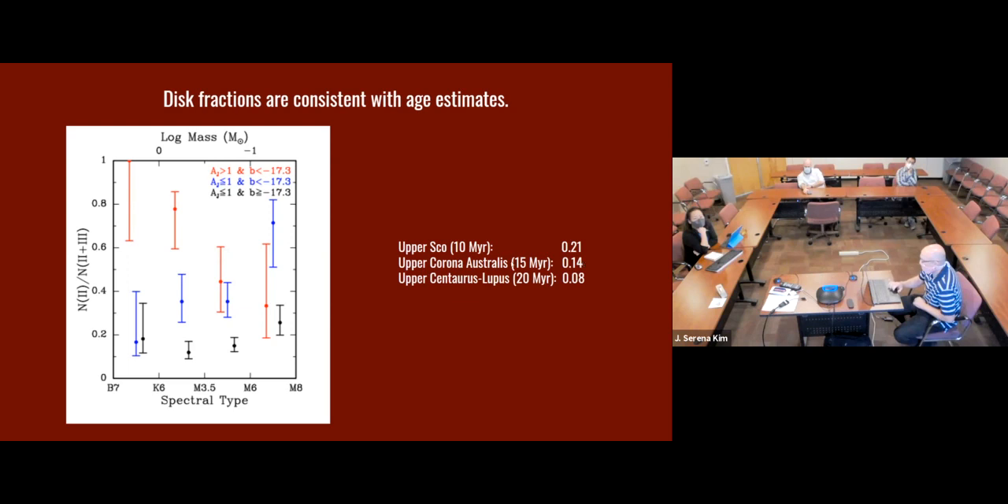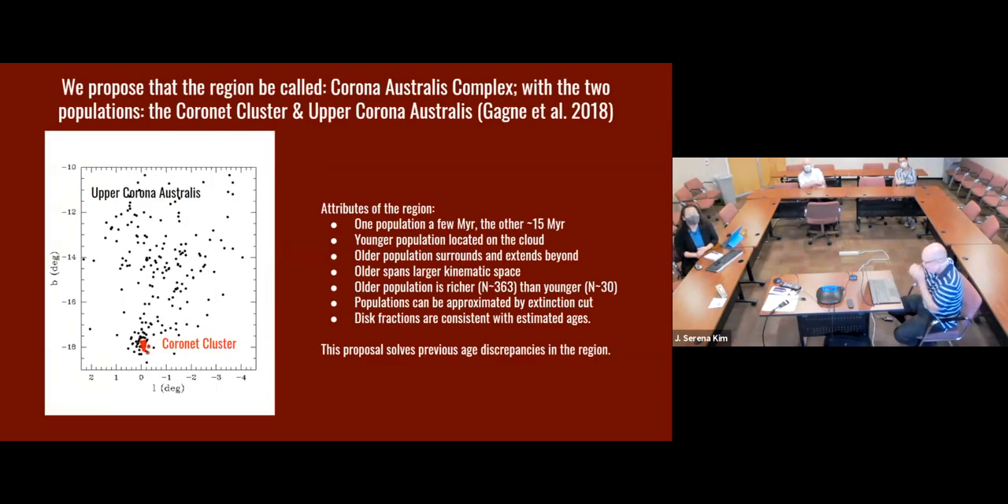So this is taken as corroborating evidence that there is that Upper Corona Australis. I didn't even introduce the names yet. That the older population here at about 15 megayears is indeed older than Upper Sco, like we measured with just the stellar properties. So we get disks and stars giving us the same age. So the practical conclusions. This is where we say, well, what are we going to call these things?